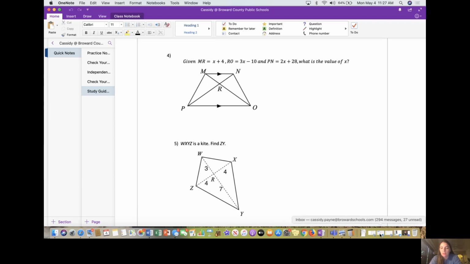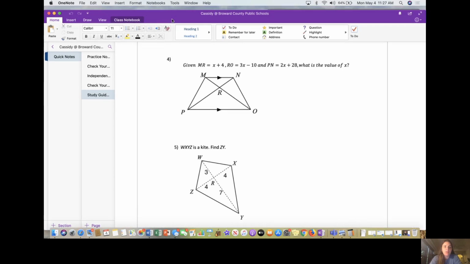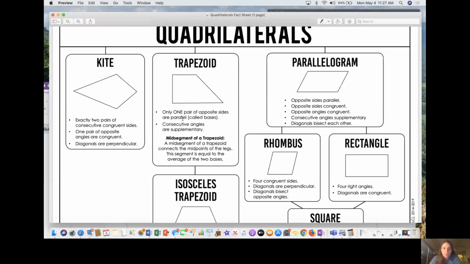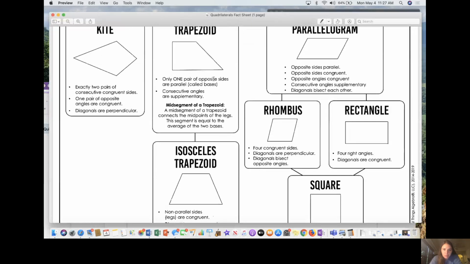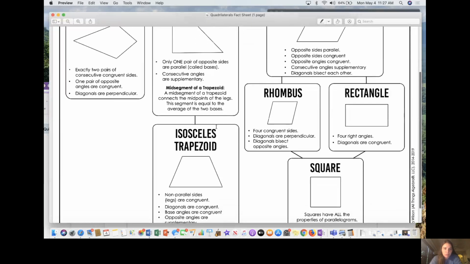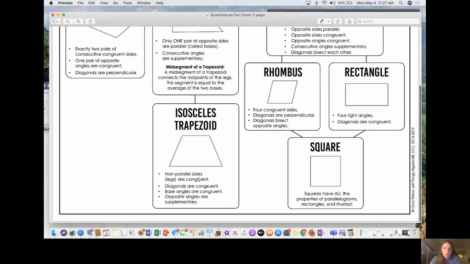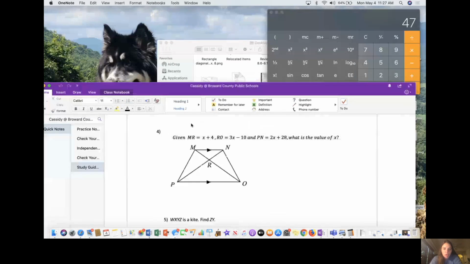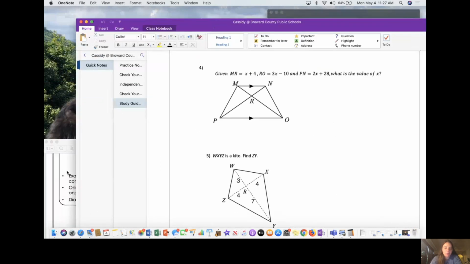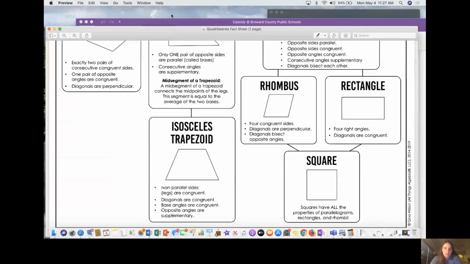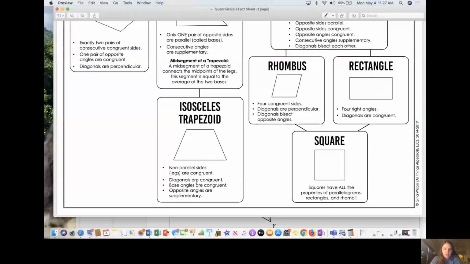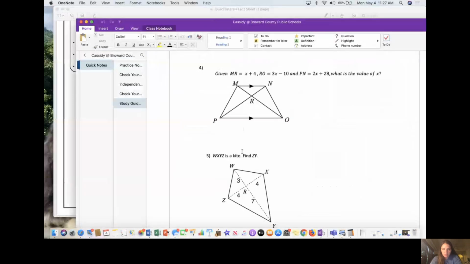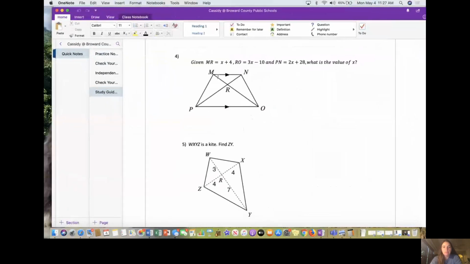We can look at that fact sheet real quick. There it is, trapezoids. Right here, isosceles trapezoid, which this is an isosceles trapezoid. So the diagonals are congruent. You see it right here: diagonals are congruent.